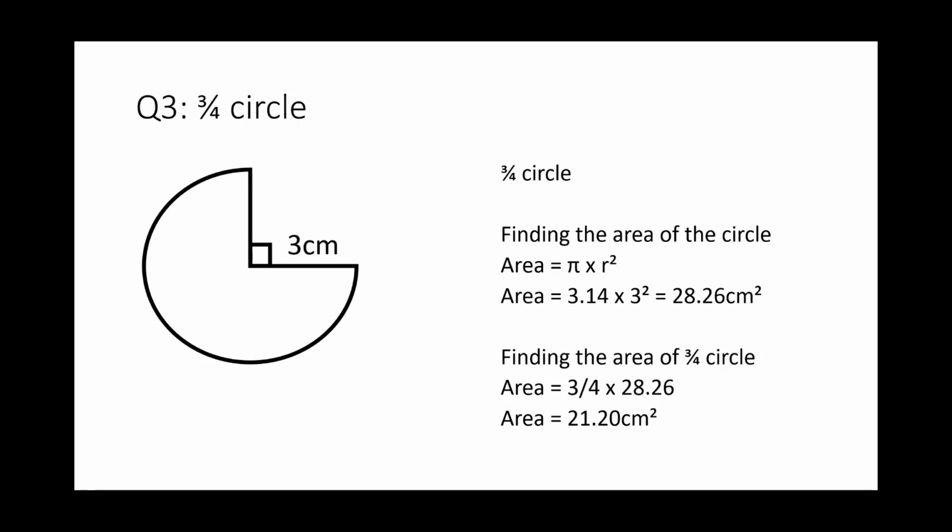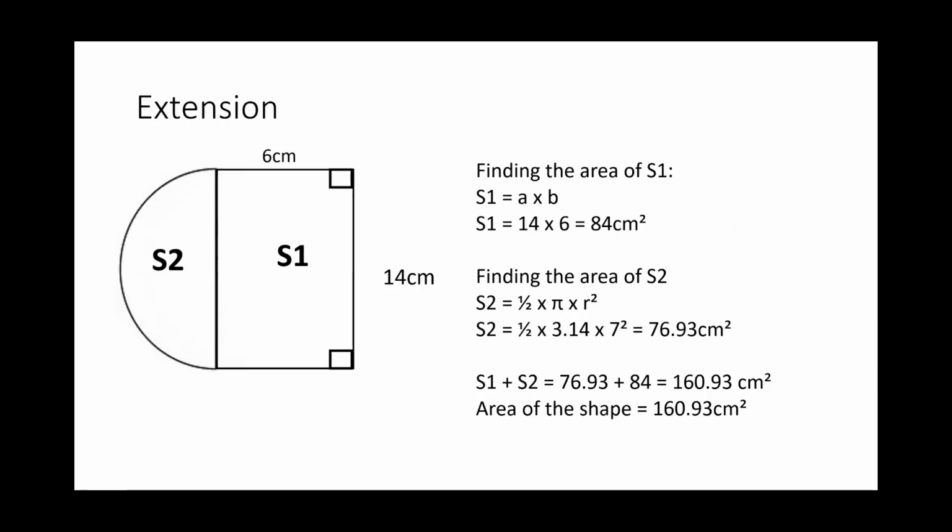Easy, right? Now, to the extension. It's time to challenge yourself and test your limit. This shape is a composite shape, which means it contains two or more shapes. The first shape is S1, a rectangle, and the second is S2, a semicircle. To find the area of the entire shape, you will need to divide it into a rectangle and a semicircle and find the area of each shape.